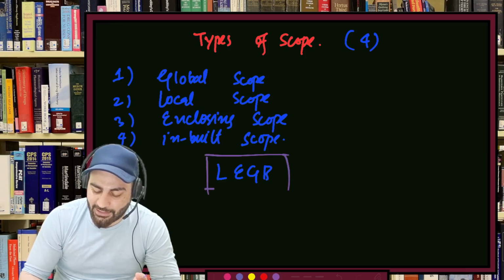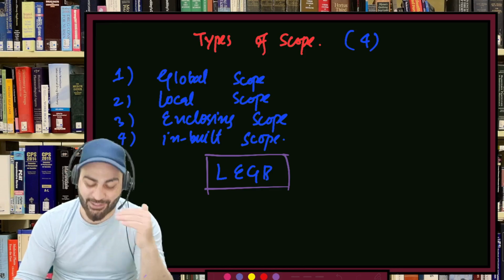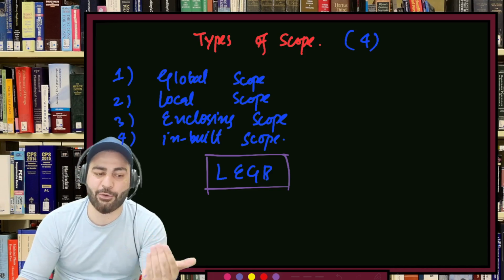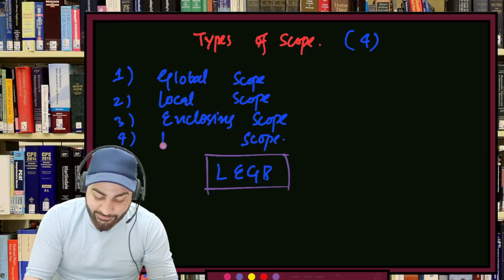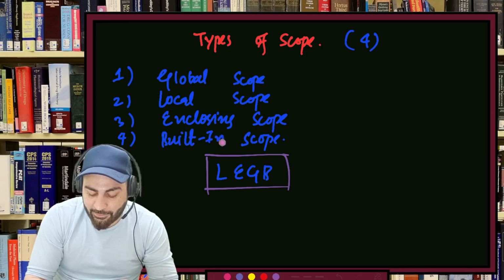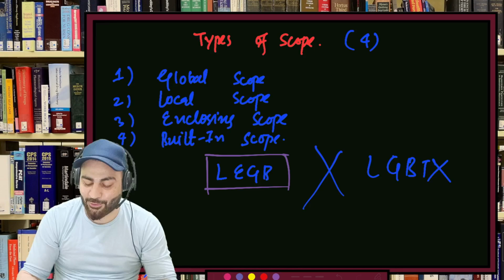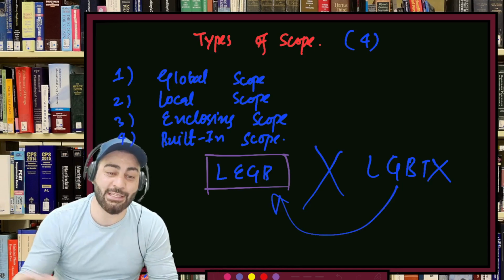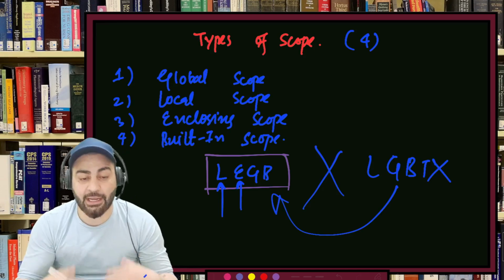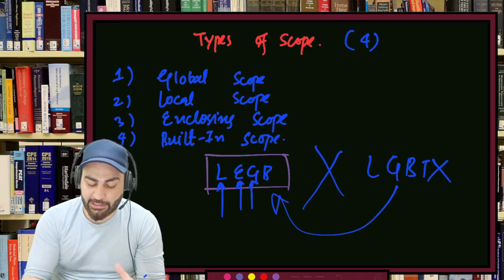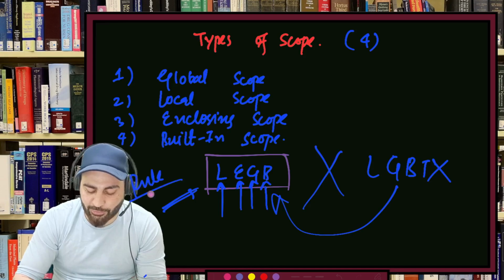This is LEGB. It'll initially start with L, it'll see the local scope. The second is it'll see the enclosing scope, then it'll see global, and at the end it'll see built-in scope. I'll write built-in scope here. So this is nowhere related to LGBT, but you can have a memory mapping: LGBT, there is something LEGB. By LEGB I mean you should first resolve local scope, you should find the variable locally. Then you should see if it is in enclosing, then in global, then in built-in. This is the rule, or hierarchy, that is followed by Python.